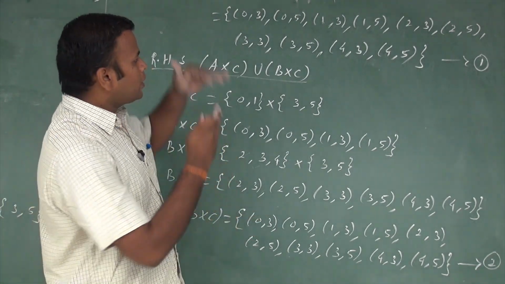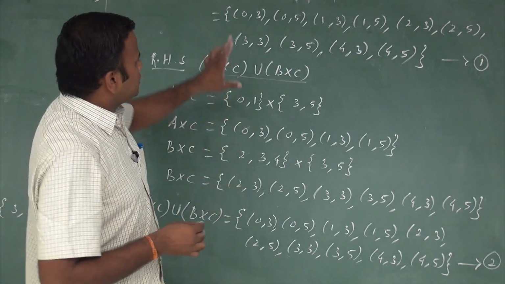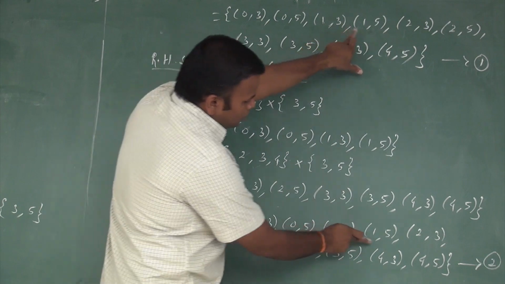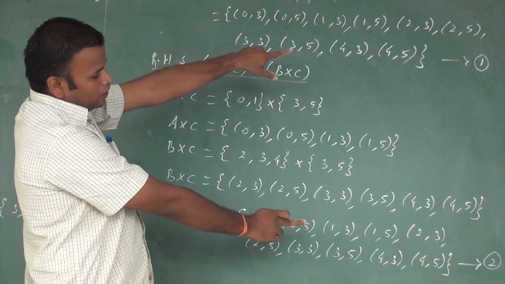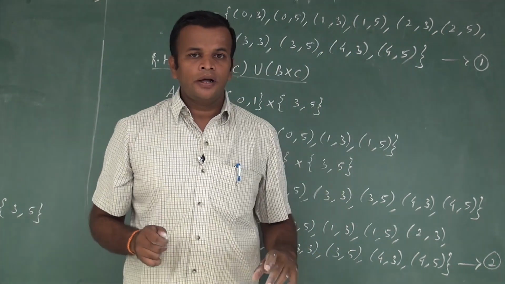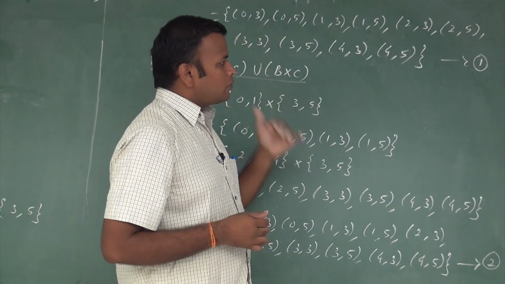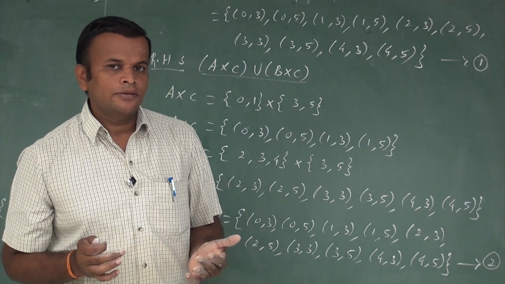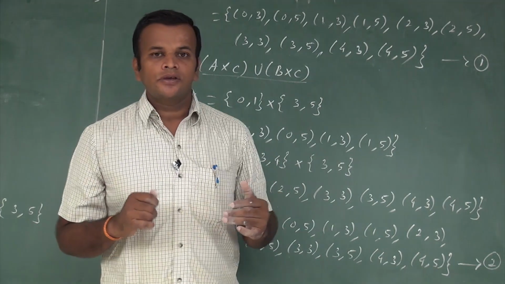Now we check 1 and 2. Both have the same number of ordered pairs. I check: the first ordered pair 0, 3 is also there, 0, 5, 1, 3, 1, 5, 2, 3, then 2, 5, 3, 3, 3, 5, 4, 3, 4, 5. So 1 and 2 both contain 10 ordered pairs, and importantly all the ordered pairs have the same elements. What is the conclusion? How to write the conclusion? From 1 and 2, LHS and RHS both are equal, therefore the given statement is verified.